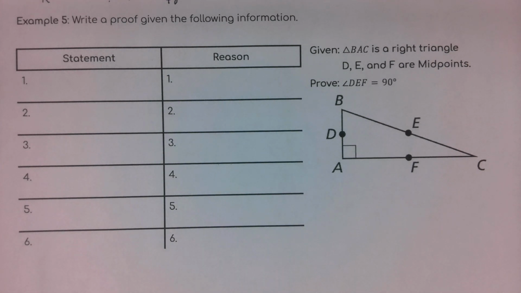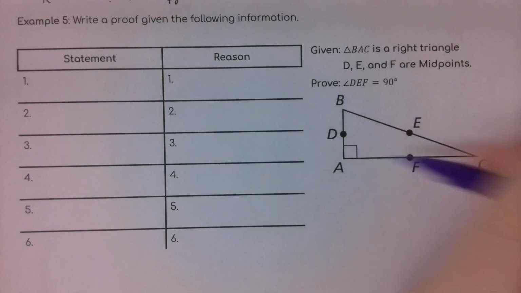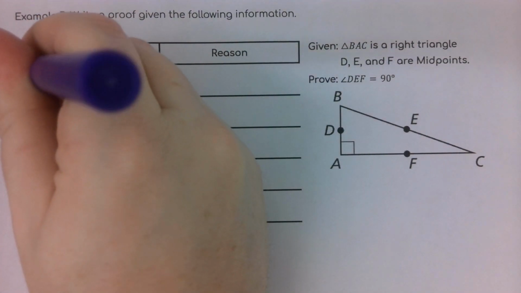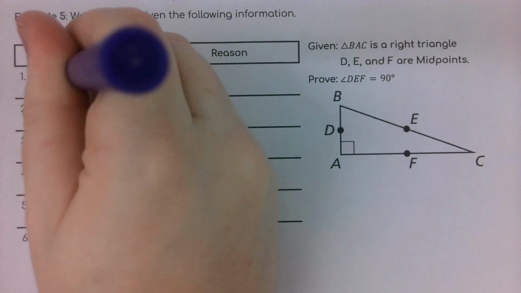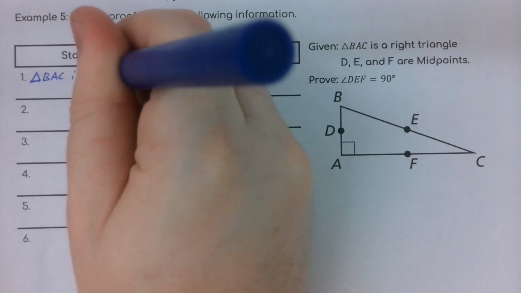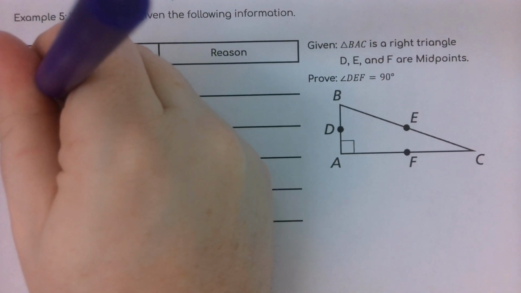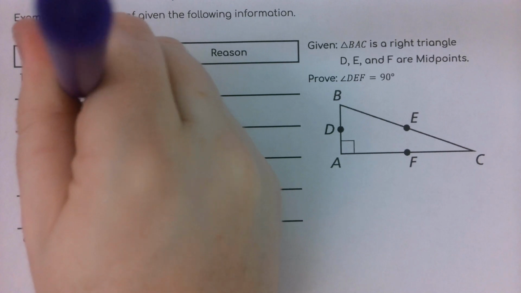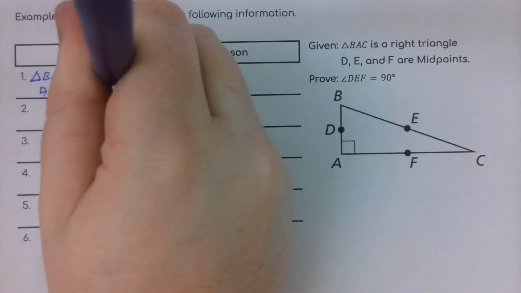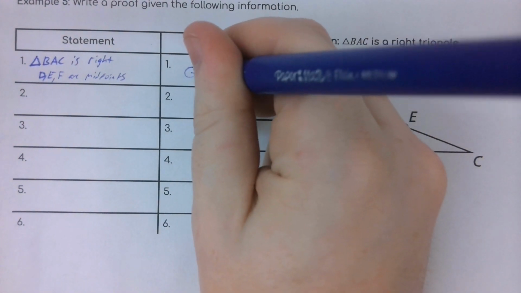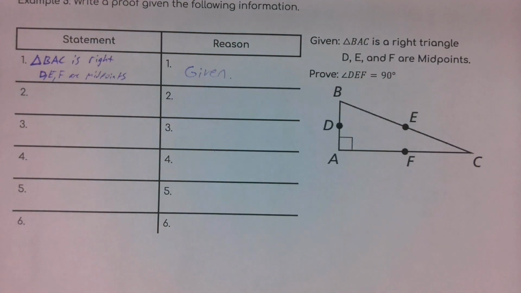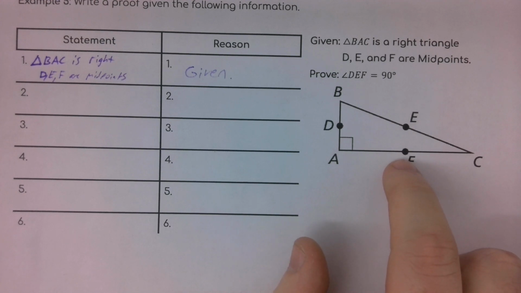So let's start with this. We are told that triangle BAC is a right triangle, so I'm going to write that up here. BAC is right. And we're also told that D, E, and F are midpoints. And these are our givens. Cool. From here, we need to prove that angle DEF equals 90 degrees.